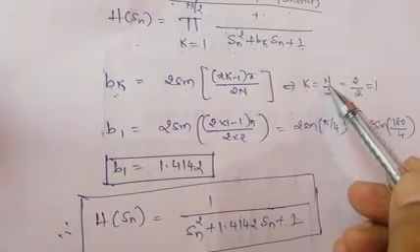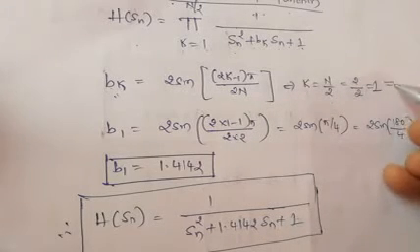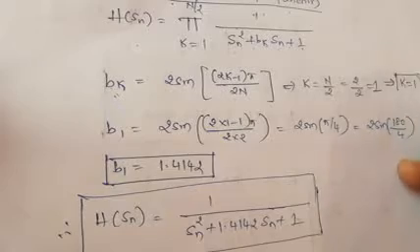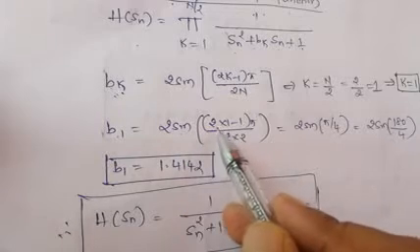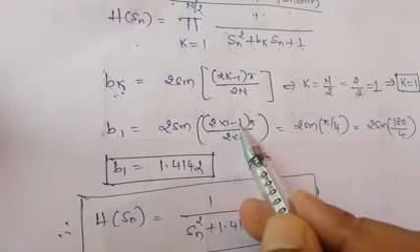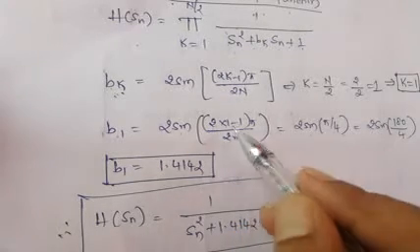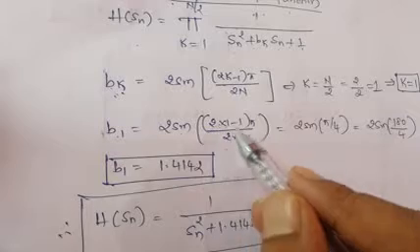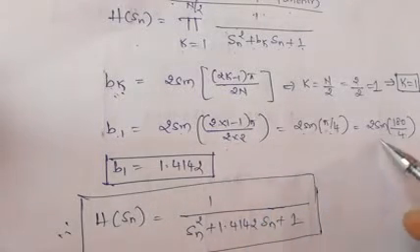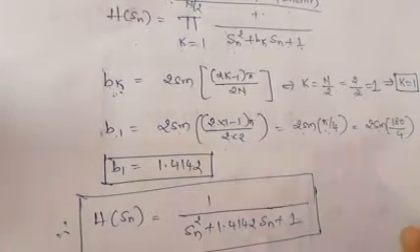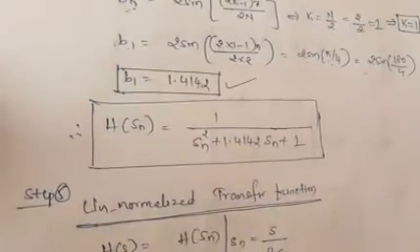N is the order of the filter. Substitute 2 by 2, k equal to 1. Hence substitute k equal to 1. So b1 equal to 2 sine of (2 into k, that is 2 into 1, minus 1) multiplied by pi divided by 2 into N. N is 2. Simplification: 2 sine, 2 minus 1 is 1, so pi divided by 4. 2 sine of pi by 4, that is 2 sine of 180 by 4. So we are getting b1 equal to 1.4142.